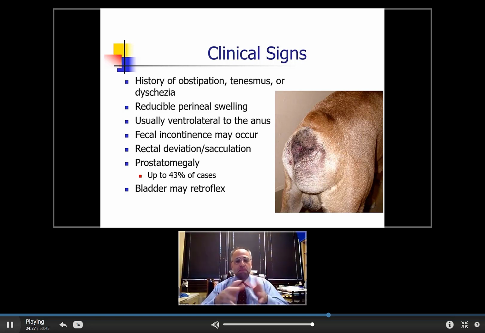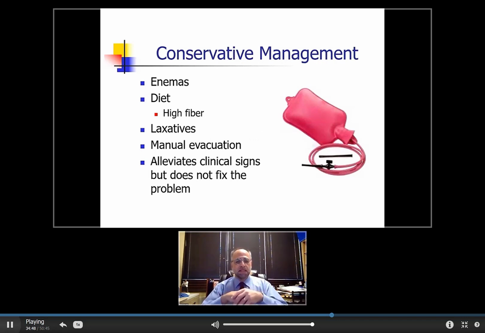When we palpate them, we will feel a sacculation or a deviation of the rectal wall towards the side of the hernia. And again, in intact male dogs that are older, we have to double check the prostate and make sure that that's healthy as well, because we will see prostatomegaly in almost half of these cases. And again, as I mentioned before, be aware that the bladder may retroflex.